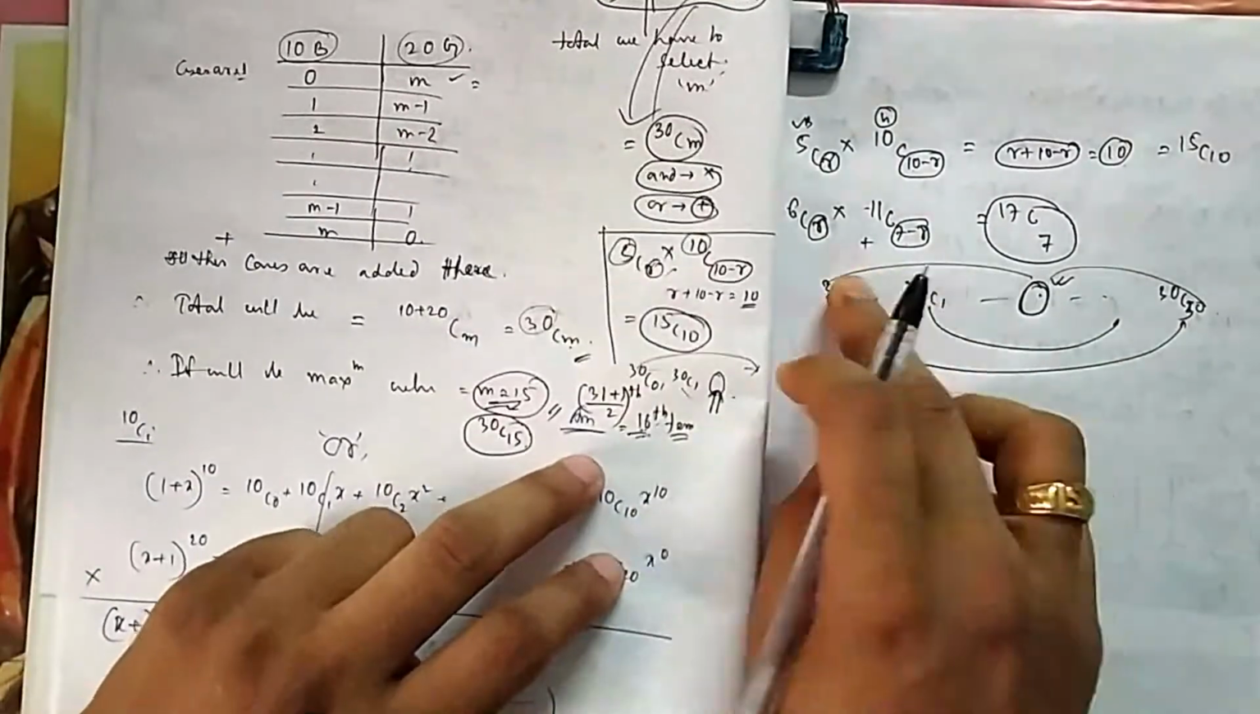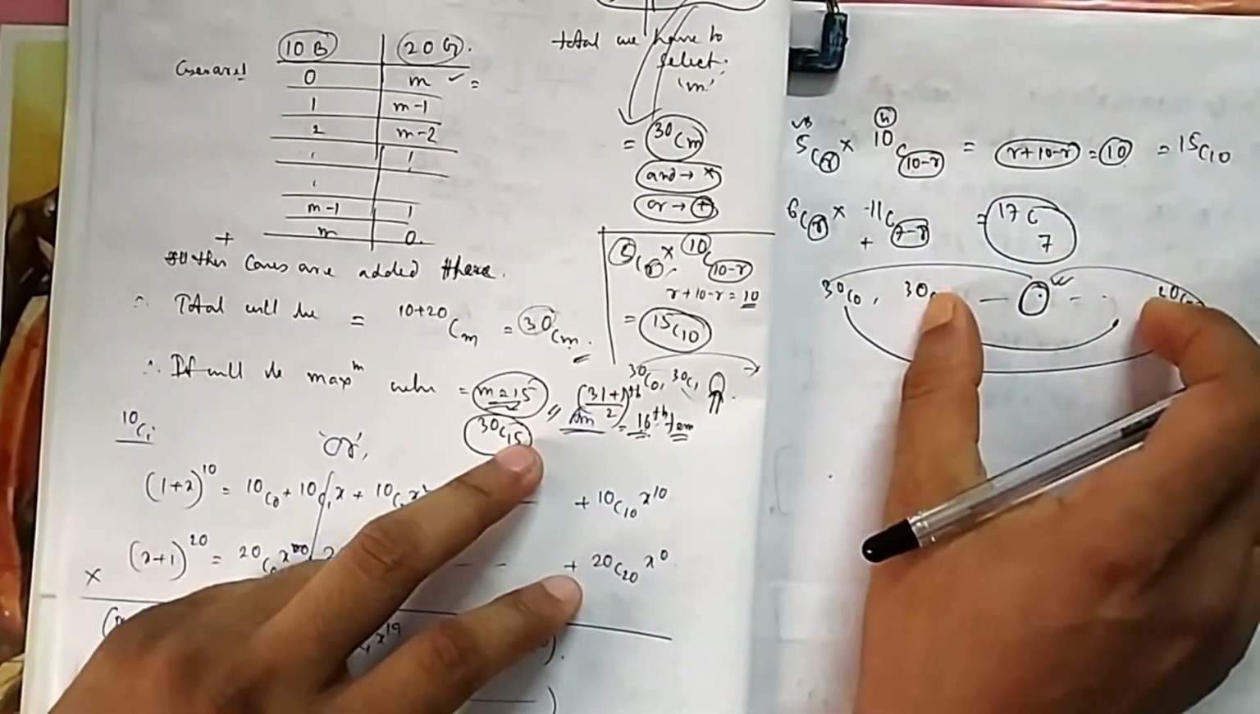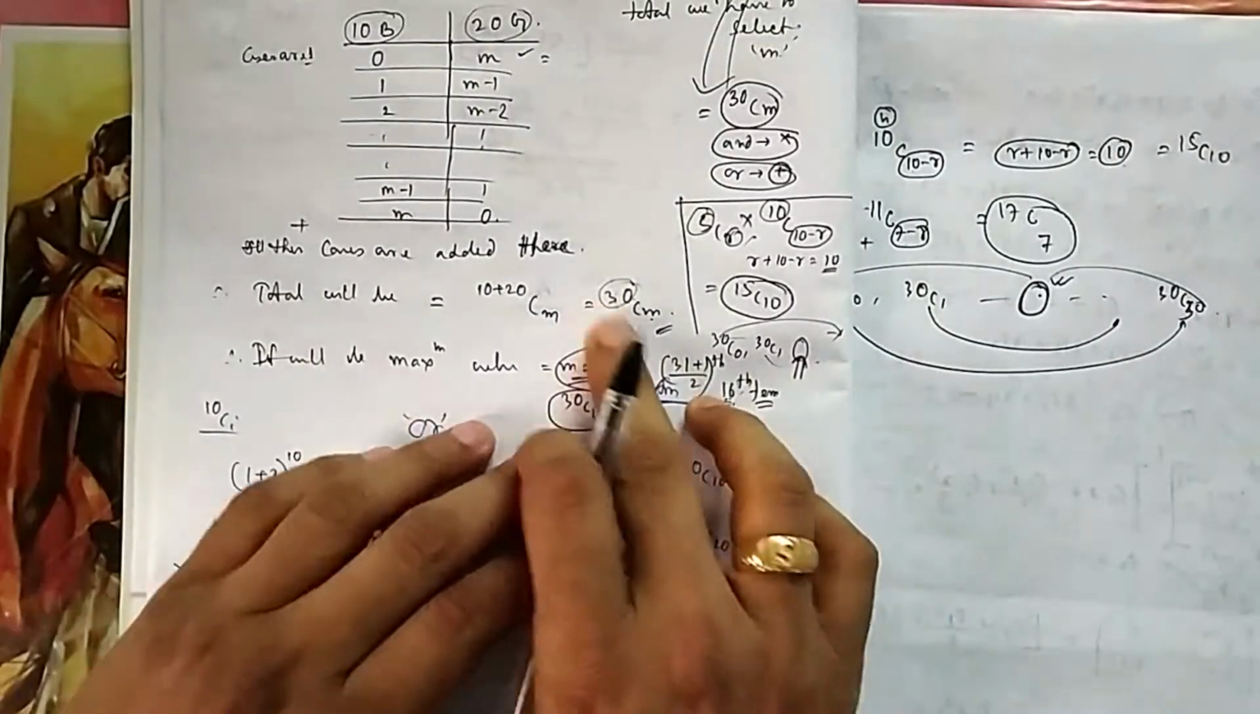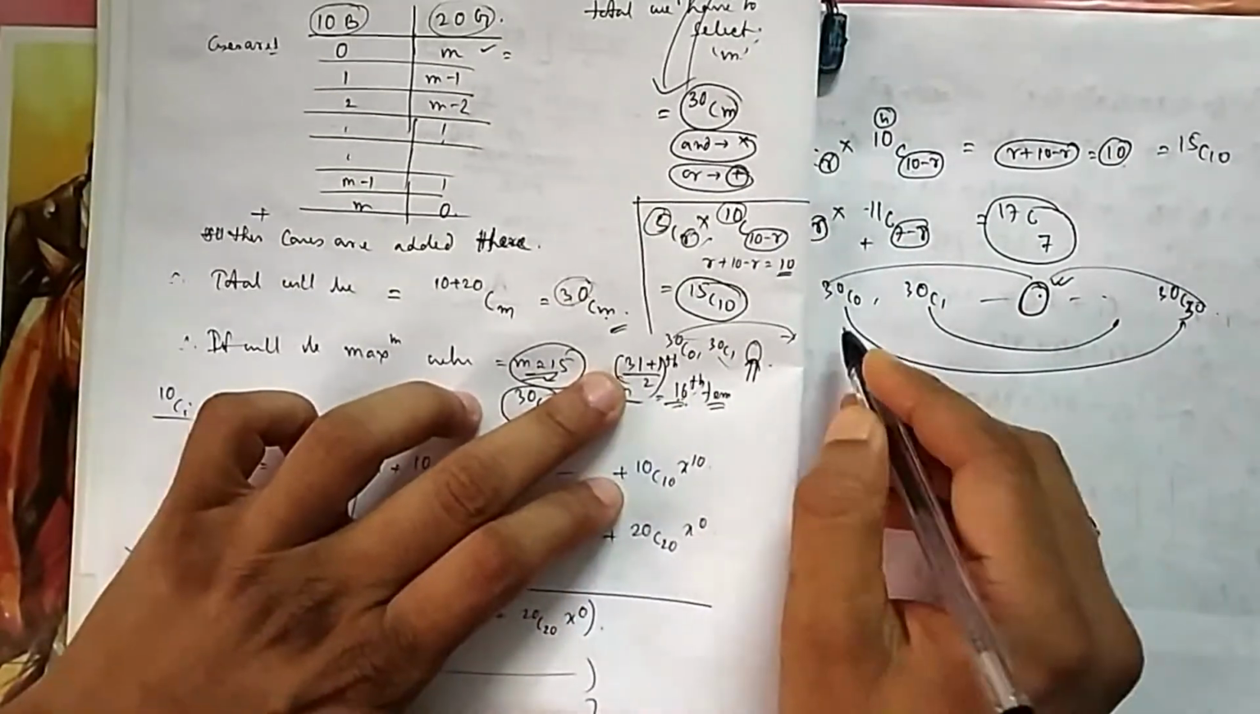It is the binomial. The first and last should be the same. The second and second from the last are the same. So if it is 30, how many terms are there? 31, because you are starting from 0. So 31.